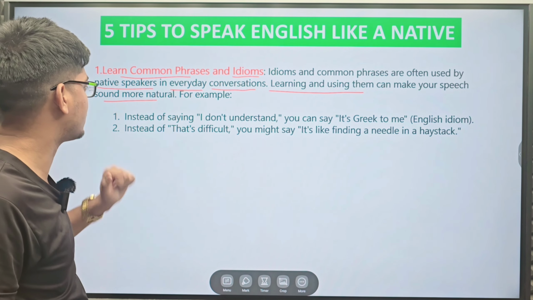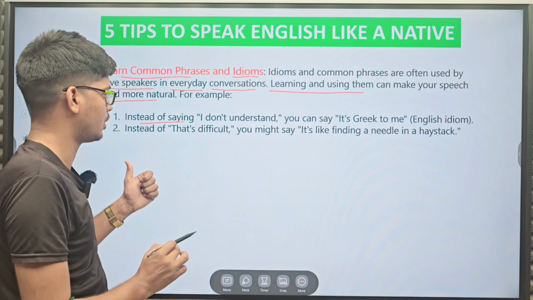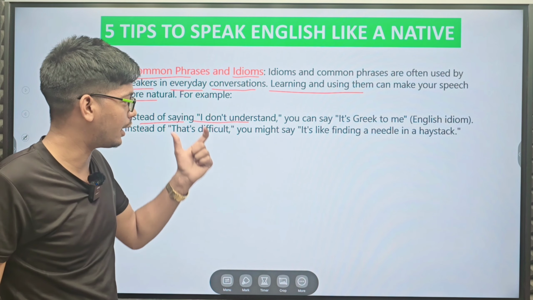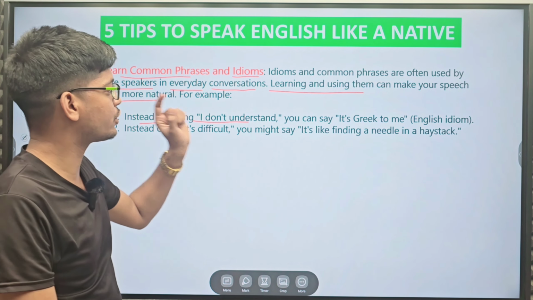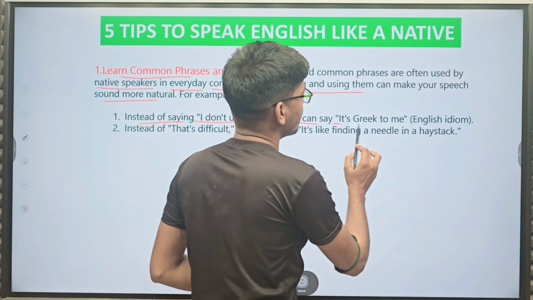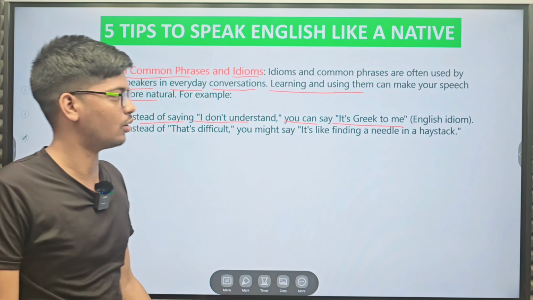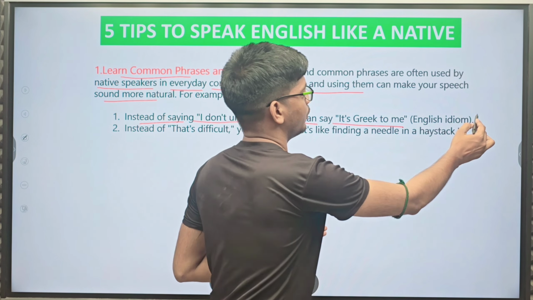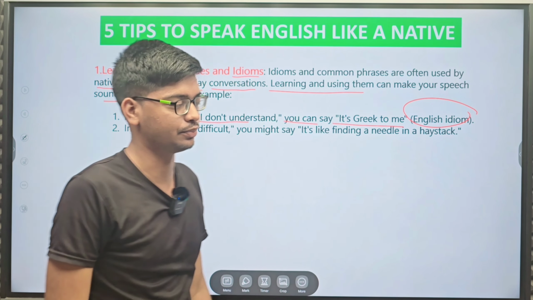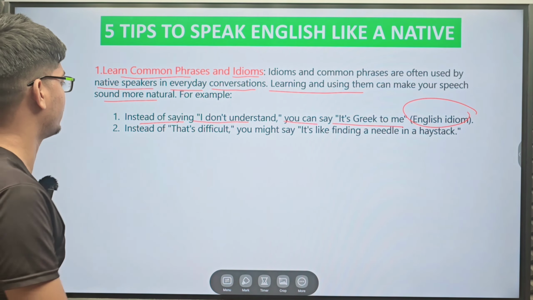For example, instead of saying I don't understand, you can say, it's Greek to me. It's Greek to me. That is an English idiom. Next example here. Instead of that's difficult, you might say, it's like finding a needle in a haystack. So let's see again.